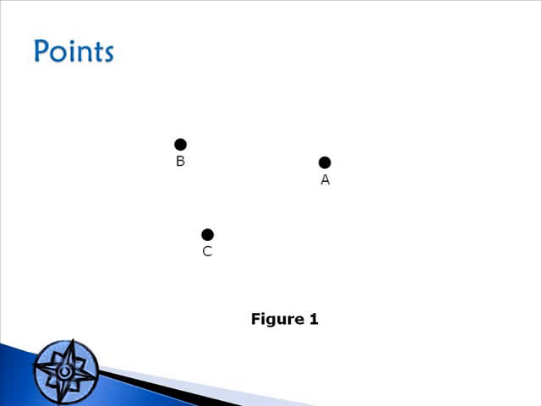Point. A point is a specific position in space. A point has no dimensions. It is just a position. In either a drawing or a mathematical statement, a dot and one capital letter represent a point. For example, in Figure 1, A, B, and C are all points.